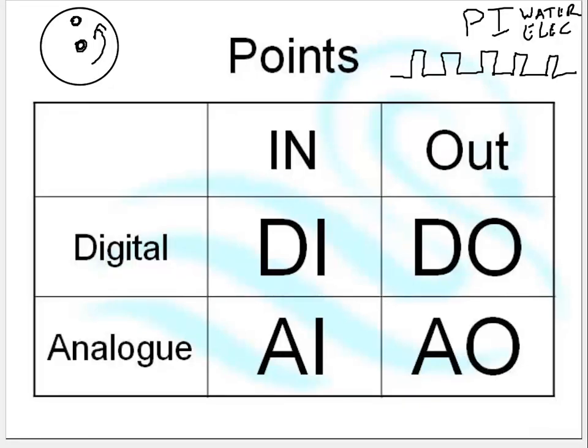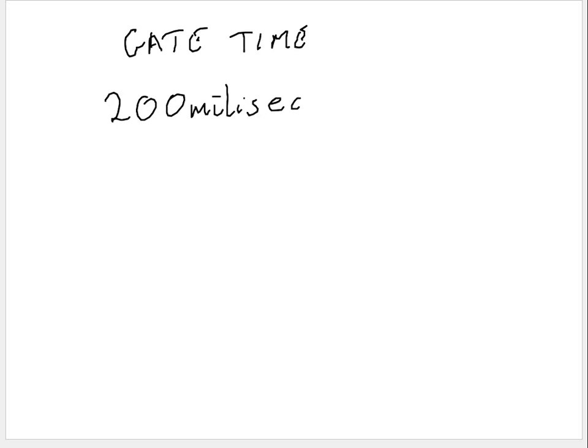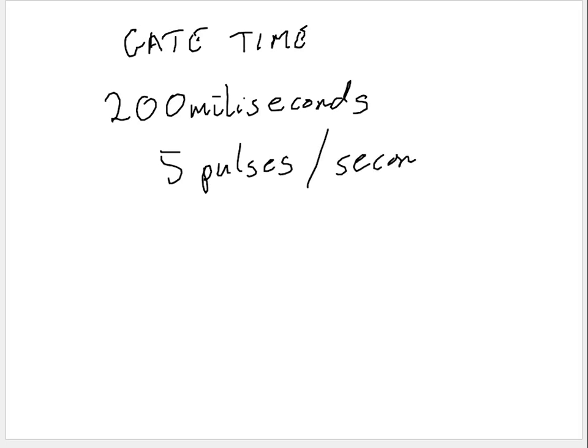One thing to make sure of is that the PLC can run fast enough to see all the pulses. You see, PLCs have a thing which is called the gate time. The gate time is the time in which the PLC can see a pulse. If a PLC has a gate time of 200 milliseconds, that means it can see 5 pulses per second.